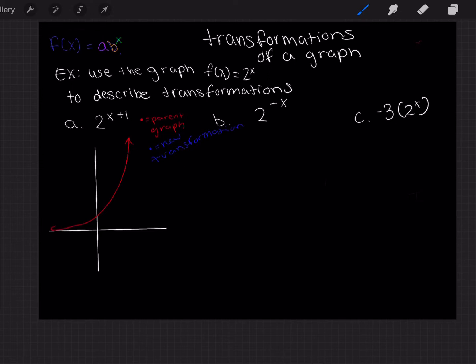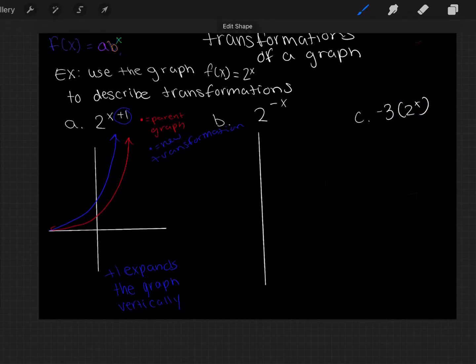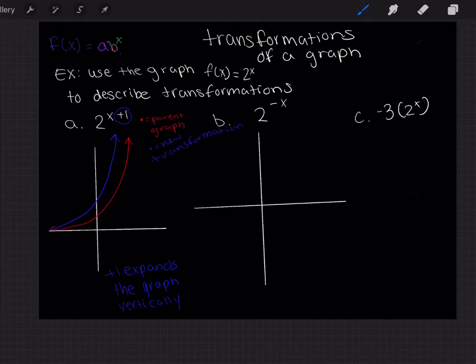So the +1 next to the x expands the graph vertically. So our new transformation is going to be 1 unit stretched vertically. And then when you see our 2 to the power of negative x, that is going to reflect our transformation across the y-axis. So they're like mirror reflections.